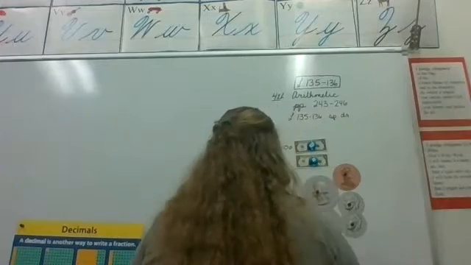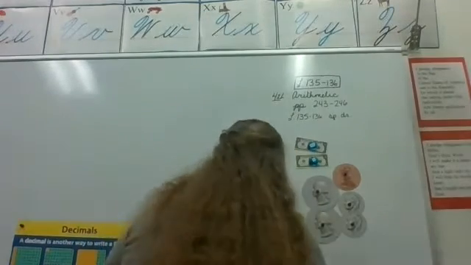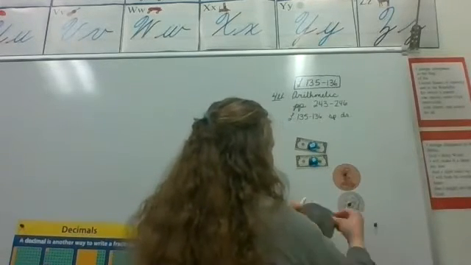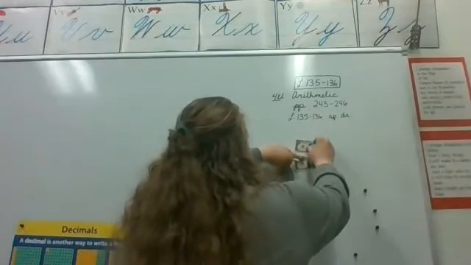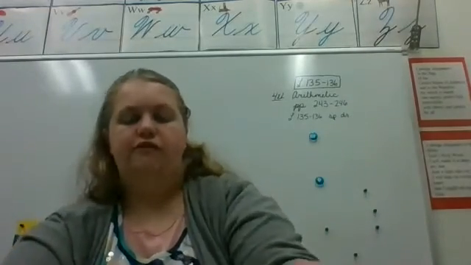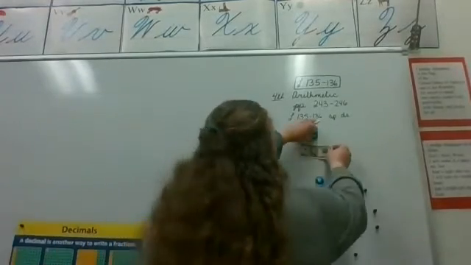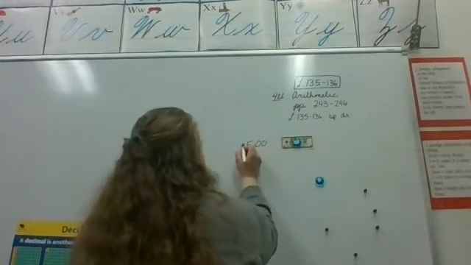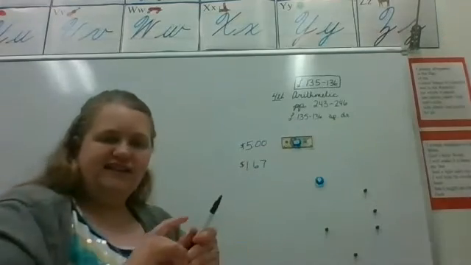So let me go ahead and get that. It's this one. This time I'm gonna give a $5, okay? And I wanna buy something for $1.67, okay? So we've got our $5 that we're gonna put up here. So just so you can see that, I'm gonna put $5, and then $1.67 is how much it costs, okay?